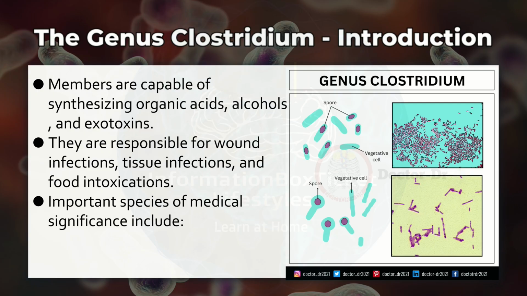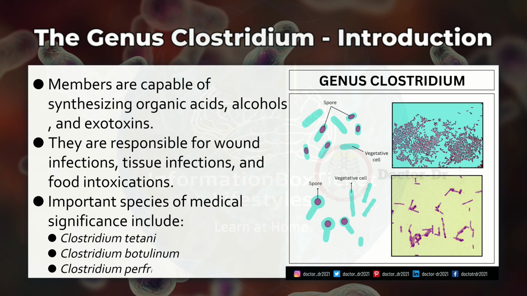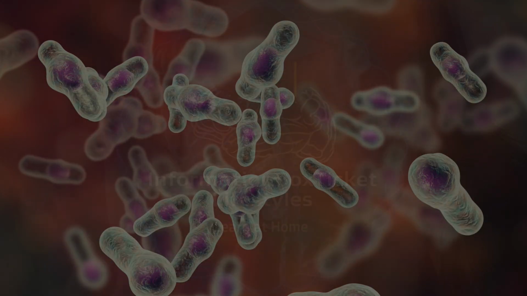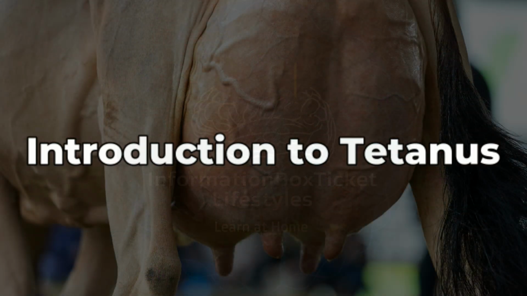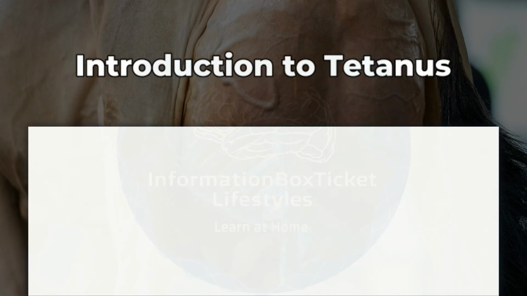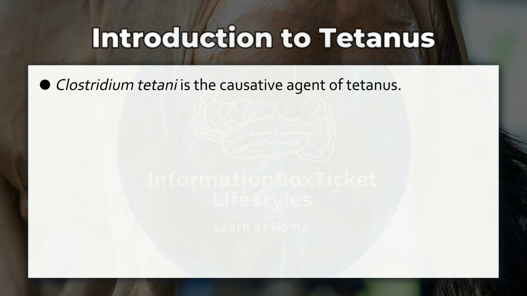Important species of medical significance include Clostridium tetani, Clostridium botulinum, Clostridium perfringens, Clostridium difficile. Introduction to tetanus. Clostridium tetani is the causative agent of tetanus.